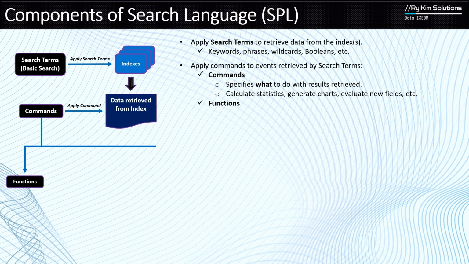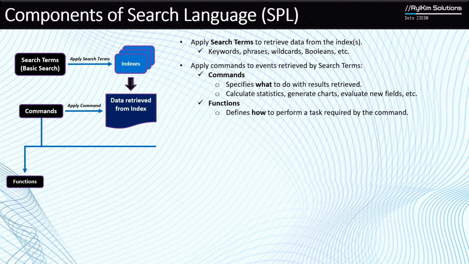Now, what about functions? Functions are available for some commands. Not all commands have functions. Some commands do have functions, and these functions are available because they help define exactly how to perform a task required by the command. So for example, if I pull the data from the index and say I want to generate a statistics table using the stats command, then the function is going to tell me how to perform that task. So for example, I could say I want to get a statistics table that gives me a count of events by, say, maybe county, or maybe by city, or maybe by state.